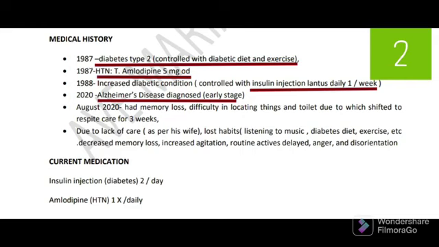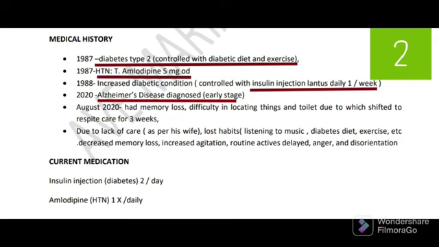So for that, the patient already went for respite care. As you know, respite care means temporary care, maybe for 3 weeks, 2 weeks, 1 month, like that. Due to lack of care, as per his wife, this is the conversation from his wife, he lost the habits like listening to music, diabetes diet, exercises, etc.